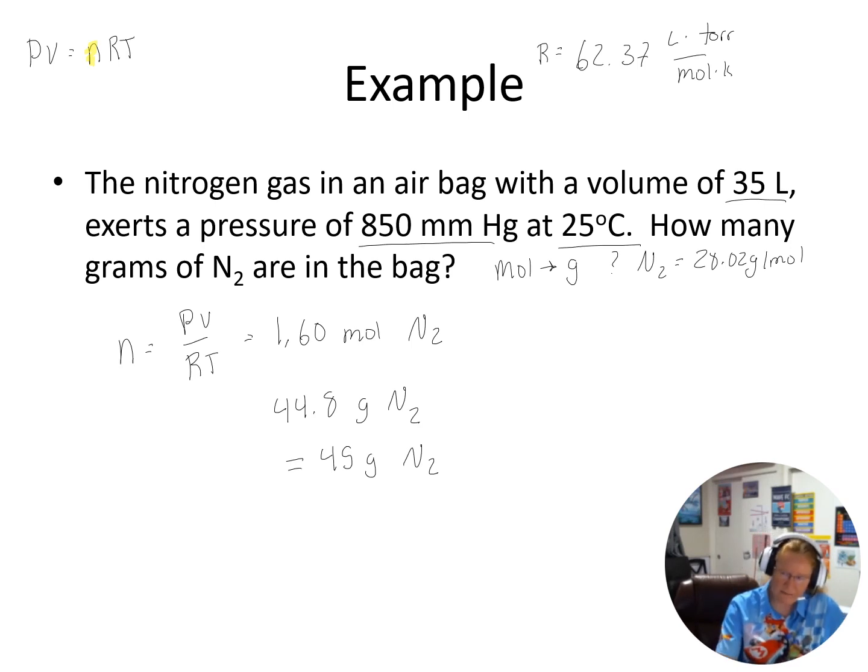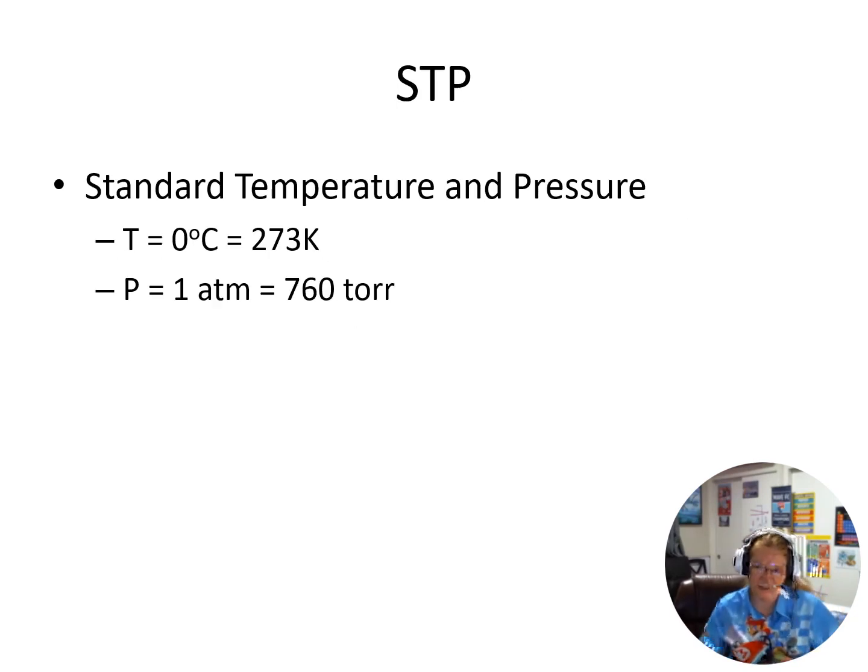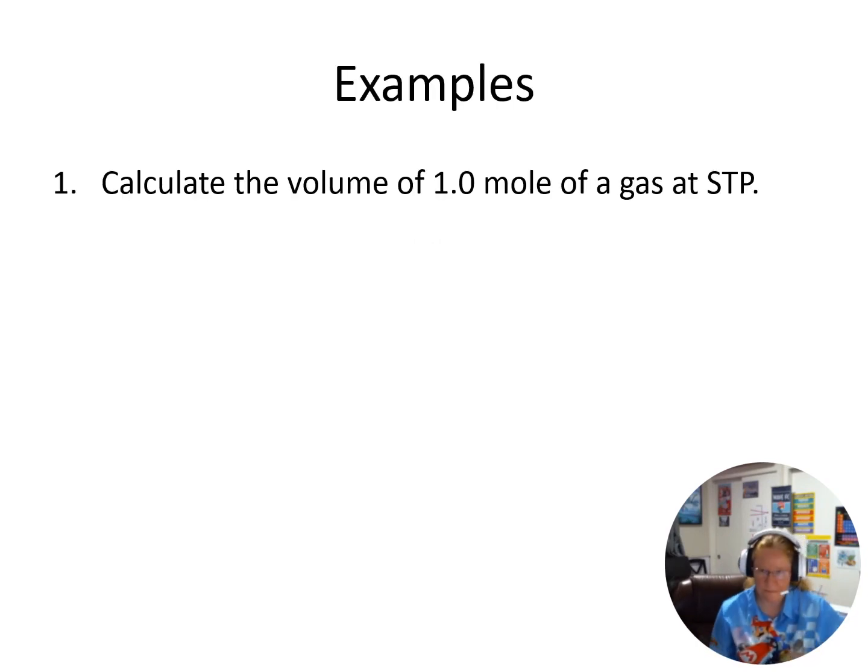Now, a lot of this gas law stuff is done at room temperature, right? But sometimes we work at what's called standard temperature and pressure. So standard temperature and pressure is 0 degrees Celsius or 273 Kelvin, or the slightly better number is 273.15 Kelvin. Okay, and then you have 1 atmosphere or 760 torr. Okay, so let's see if we can get the volume of 1 mole of gas at STP.